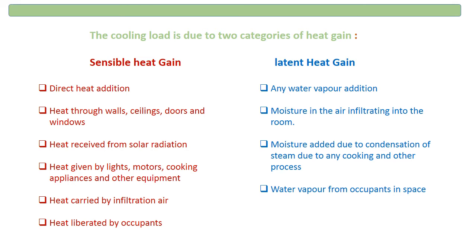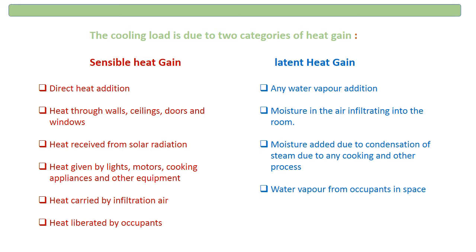Then heat carried by infiltration air. Infiltration air means air that may be coming from the outside space through the small gaps present in windows and doors. So that is considered infiltration air. Heat may be coming with it, so that heat needs to be removed also. Then heat liberated by occupants. If any human beings are present in the conditioned space, then due to metabolism, heat is also released by the human body. So that heat needs to be removed by the air conditioning unit. These are the factors which contribute to the sensible heat gain.